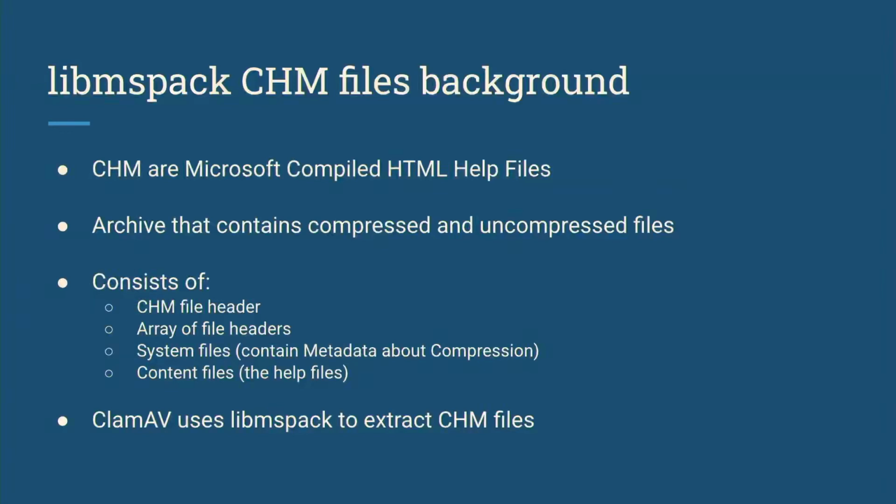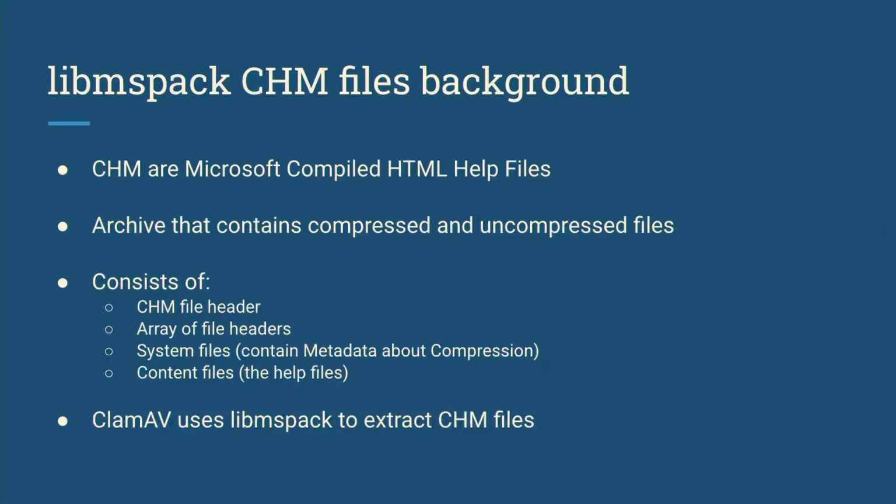I'll try to stay very high level, but it is quite important for the exploit technique. So CHM are Microsoft compiled HTML help files. And they're basically just archives that contain compressed and uncompressed files, namely HTML help files. And the archive consists of a file header in which you have some standard information like a magic number or the block size, things like this. And then you just have a variable sized array of file headers. So far this is fairly standard.